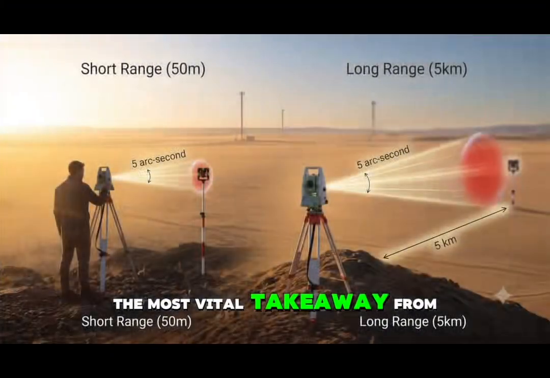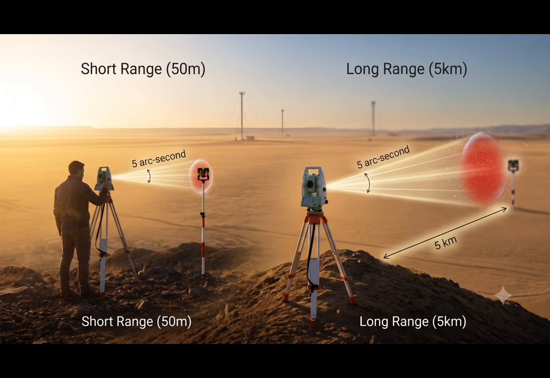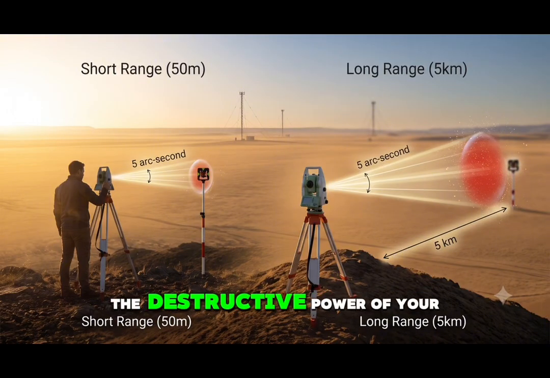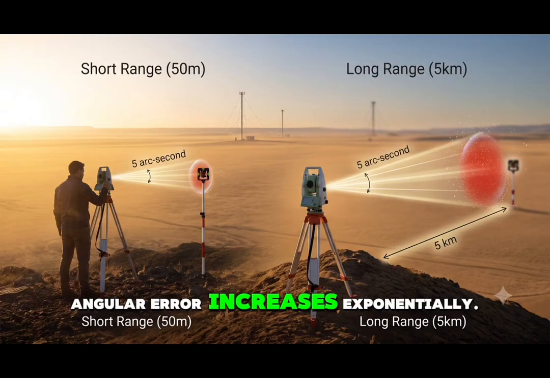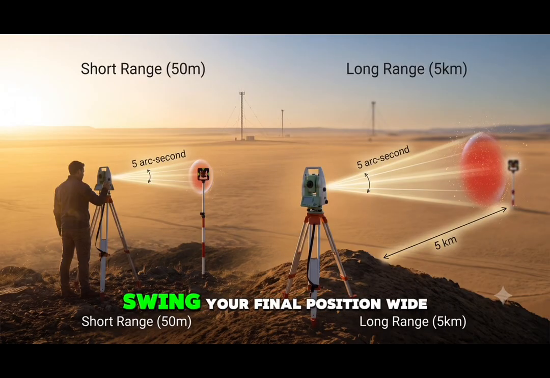The most vital takeaway from these propagation formulas is the presence of the distance variable multiplied directly by the angular error. This mathematical relationship proves that as your sight line or shot distance grows longer, the destructive power of your angular error increases exponentially. A tiny angular error of just 5 arcseconds might be negligible on a short 50-meter shot, but if you extend that same shot to 5 kilometers across a geodetic network, that identical angular error swings your final position wide by several decimeters.